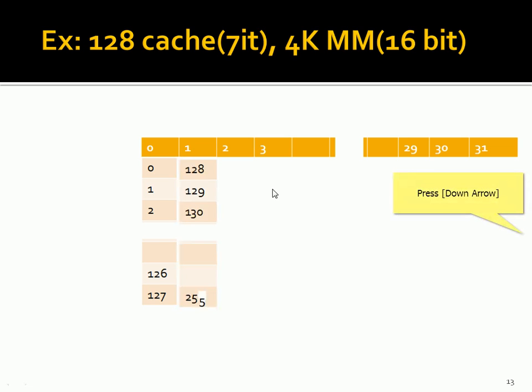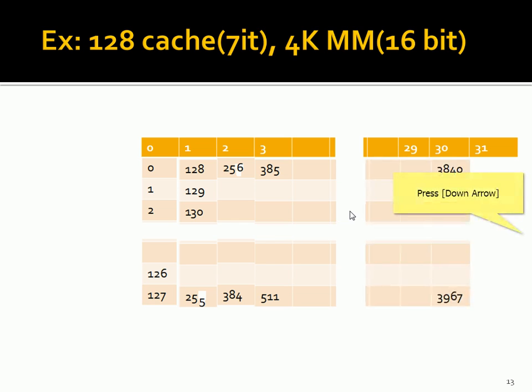The first group has 0 to 127, the second one 128 to 255, the third one 256 to 384, then the fourth, the fifth, and so on up to the 30th one, which has 3840 to 3967. Lastly we have the 31st, that is 3968, 3969, up to 4094, 4095. So 0 to 4096, that is 4K.